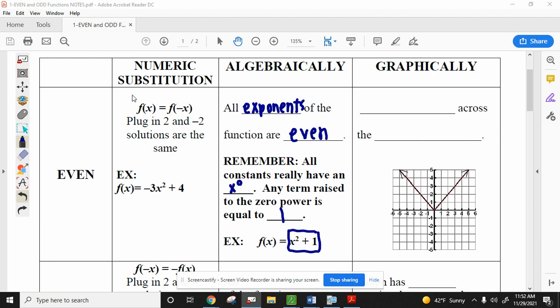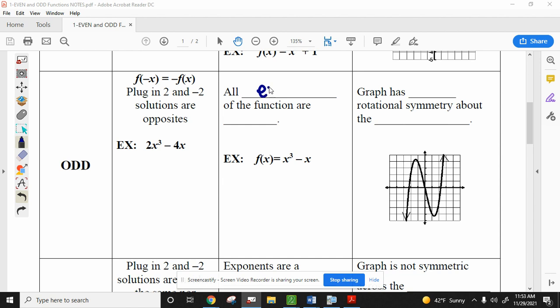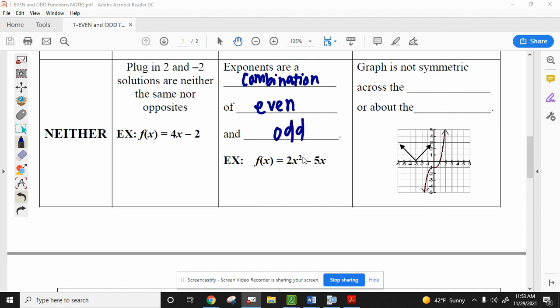This one might be a little bit trickier than just substituting it in to find your same or opposite answers. So for odd functions, all of the exponents are going to be odd. If you look at this function, this exponent is 3. This exponent is 1, which are both odd numbers. So this is an odd function. The last one is going to be obviously neither. So all of the exponents are a combination, they can either be even or odd. Here we have an exponent of 2, and here we have an exponent of 1. One of those is odd, one of those is even. So this is neither an even nor an odd function.